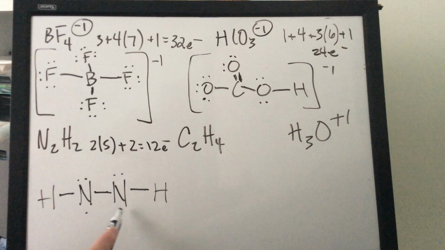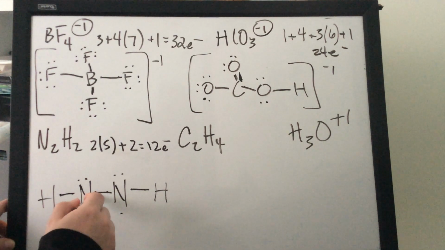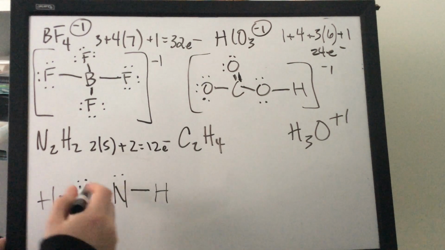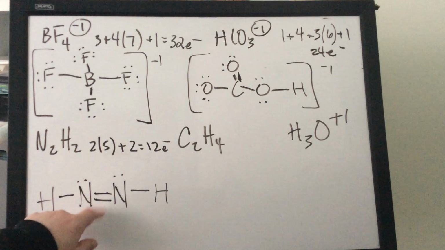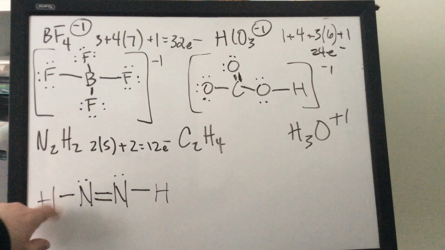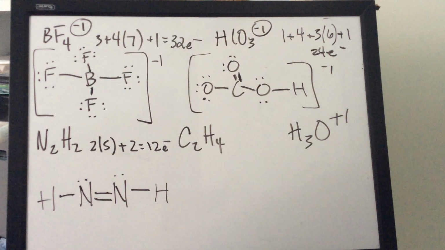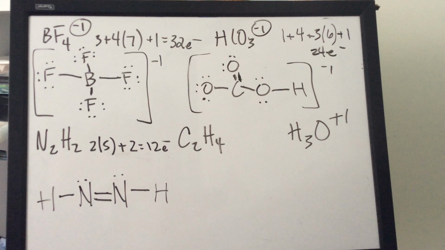These single electrons down here are screaming at me to double bond them. And 2, 4, 6, 8, 2, 4, 6, 8, there it is. 2, 4, 6, 8, 10, 12 electrons total in my picture. No brackets needed for this one.